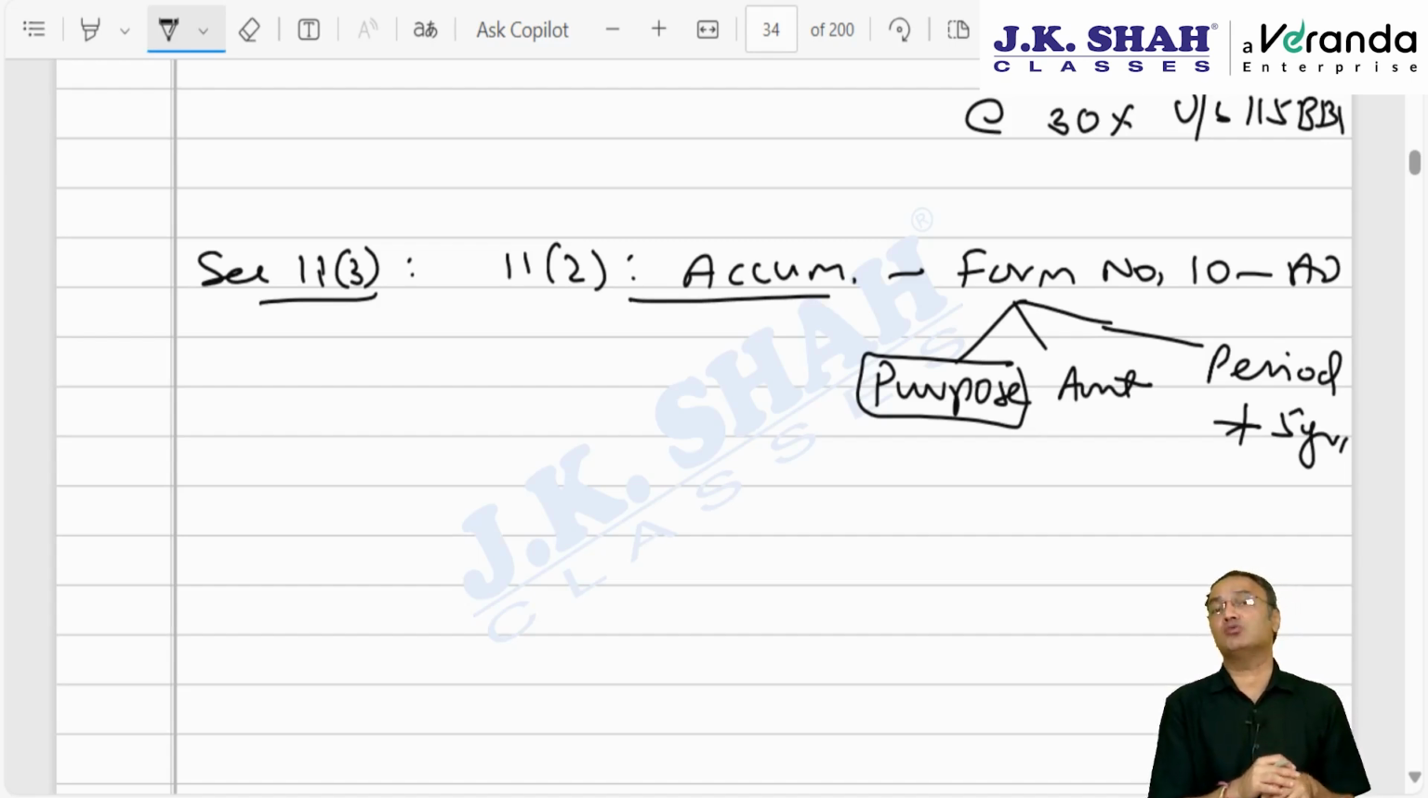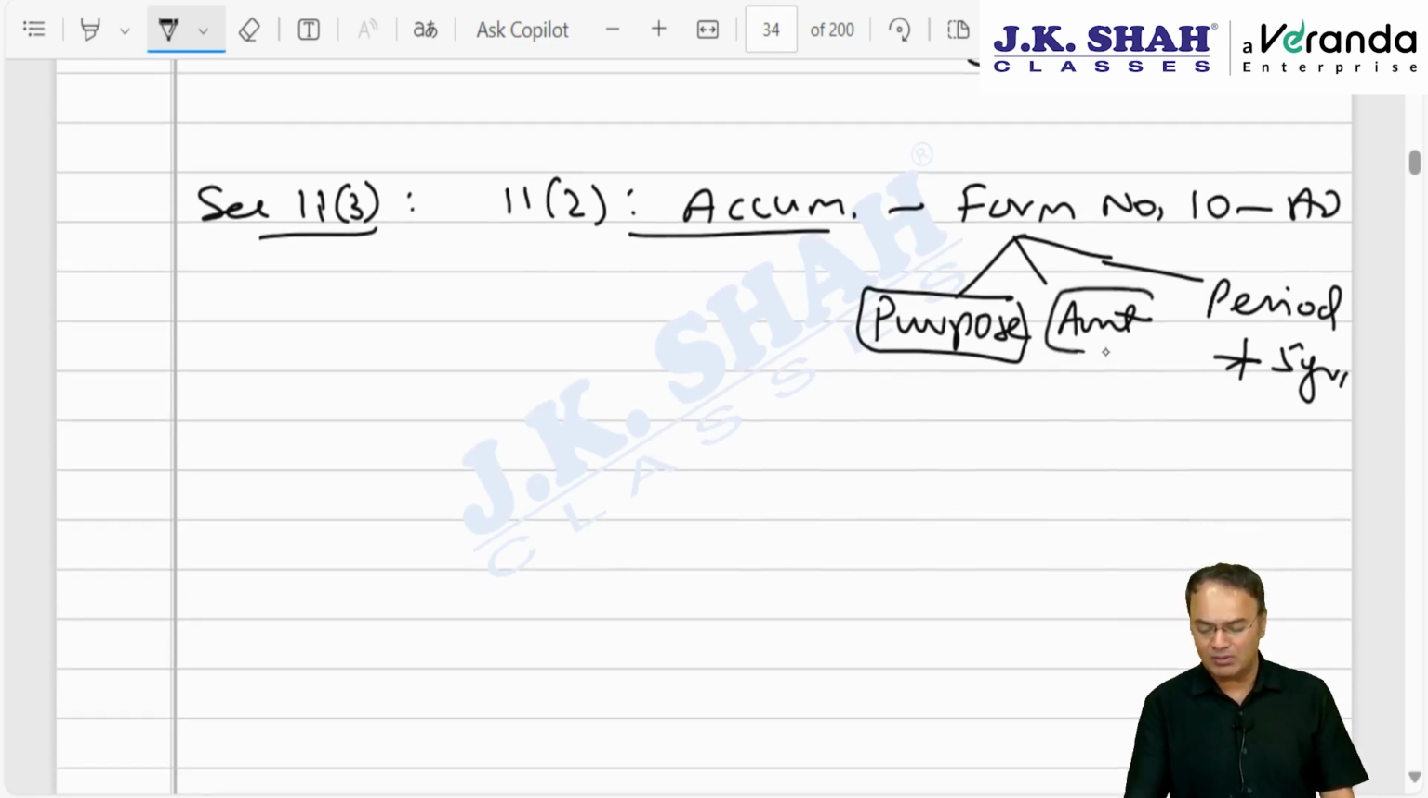If a trust has accumulated for constructing a hospital in the next 5 years, and by the time the 5 years are about to come to an end, the assessee trust realizes that it will not be able to spend, it will not be able to construct the hospital, then it can request the AO for change of purpose. The AO may permit provided the new purpose is within the approved objects of the trust. For example, instead of a hospital, the trust can apply that now we want to construct a nursing home. Amount can be any amount.